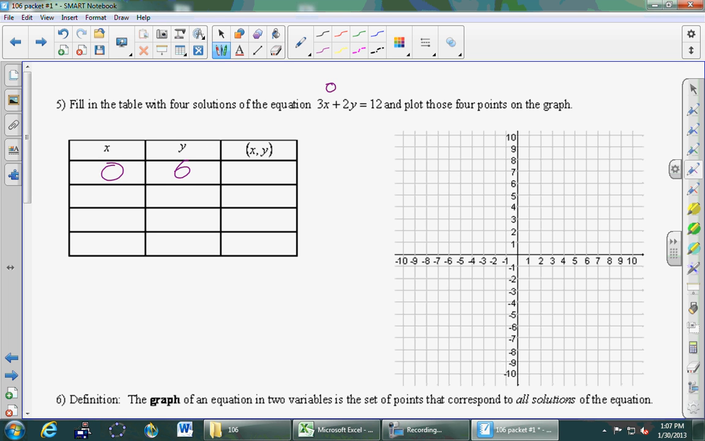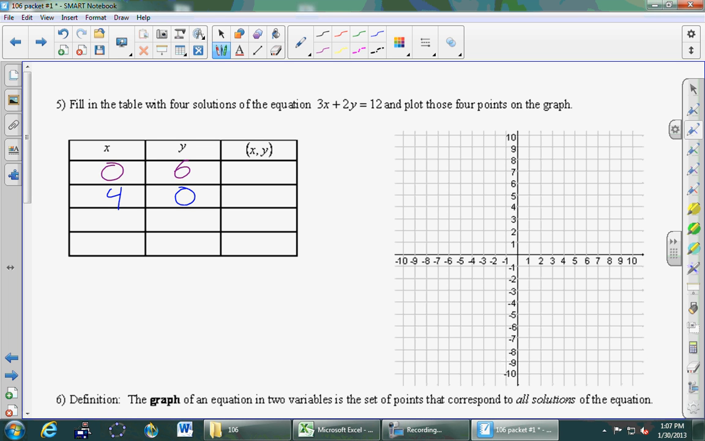Okay, same game, but now I'm going to choose y equals 0, and then I'm going to figure out what x is. So if we let y equal 0, then this term right here is nothing. So we cross it off. 3x equals 12. How much is x? 4. So we've now got 4 and 0. Those are the 2 easiest ones to find. Sometimes those are the only ones you need to find, but apparently we need to find 4 solutions altogether.